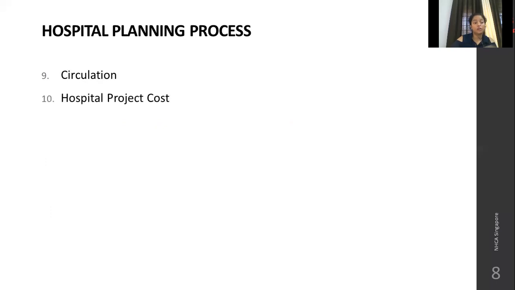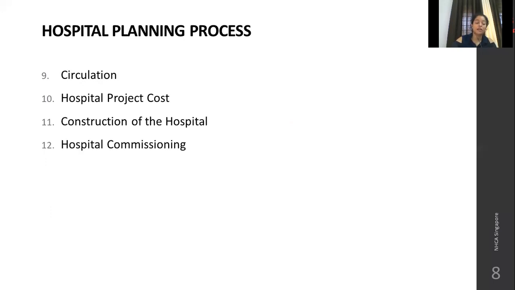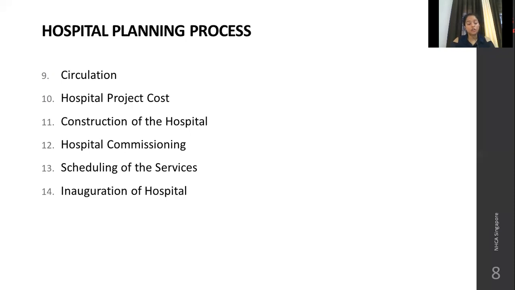Hospital project cost, what budget allocation, resource allocation. Construction of the hospital will take place, then the physical construction will take place, then hospital commissioning. After construction is done, departments are set, you hired new people to run the hospital, commissioning will start. Scheduling of the services, what are the OPD hours, what will be the OT hours, what will be the radiology hours, etc. Inauguration of the hospital, the inauguration function will take place.